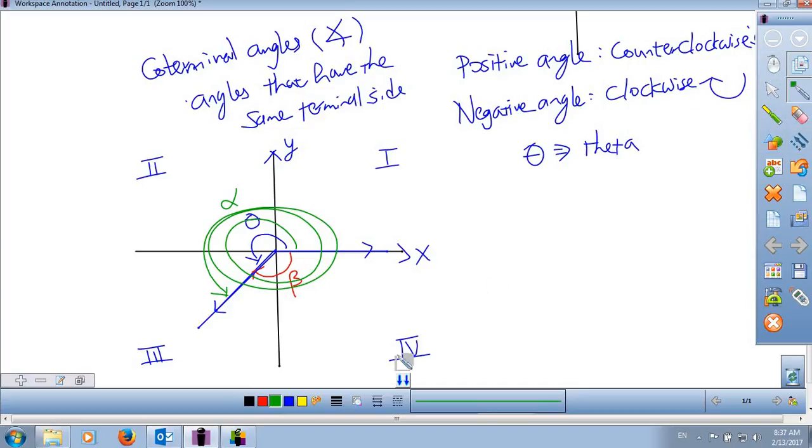Alright, so today this is part 1 of angles. Let's go ahead and stop right here. We're going to continue next lesson.